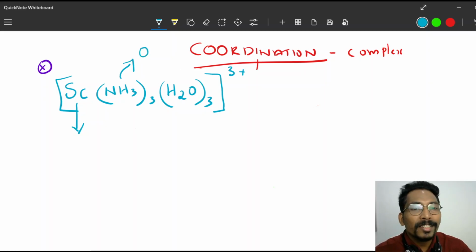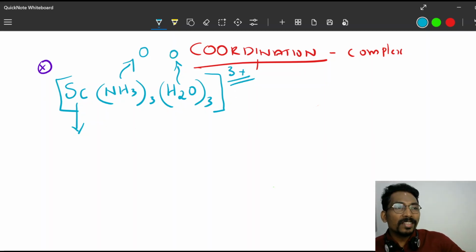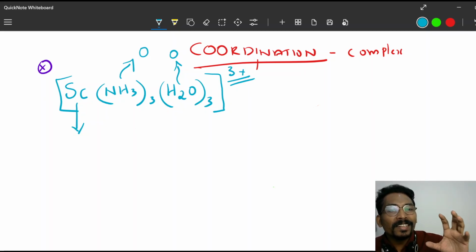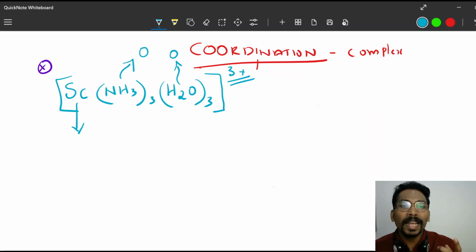That means charge is 0. What about the charge of water? Water is also a neutral ligand. Then it's easy. What is the oxidation state of scandium? That is +3. Okay. If the ligands present inside the square bracket are neutral, then the charge remaining on top of the square bracket will be the charge of the central metal atom. So directly you can write scandium.